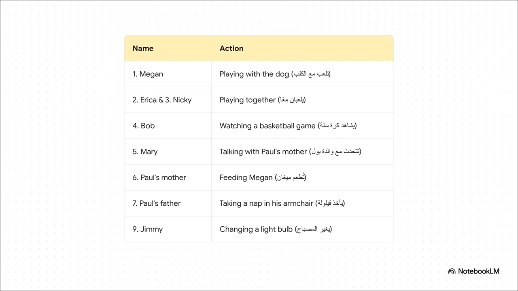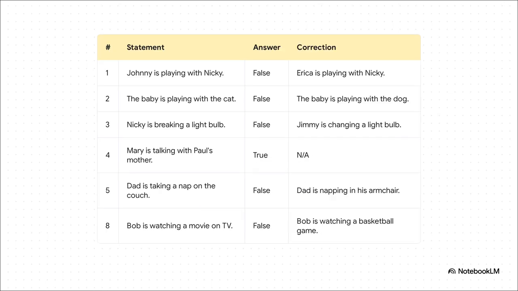Okay. How'd you do with that? Let's check your work. If you look at the slide, you can see the answers. Megan is playing with the dog, Bob is watching a basketball game, and Jimmy is changing a light bulb. So, how did you do? Did you catch all of them? All right, let's keep going.